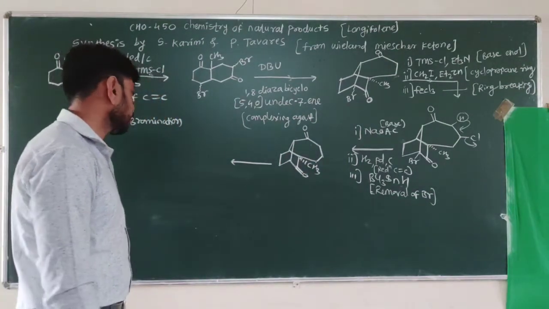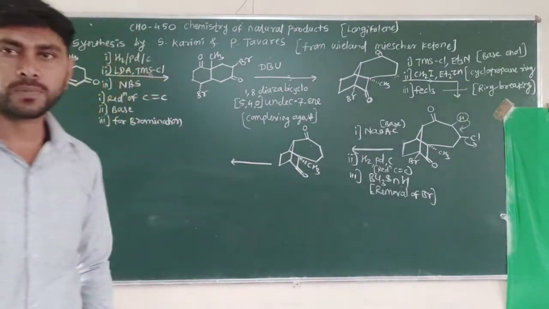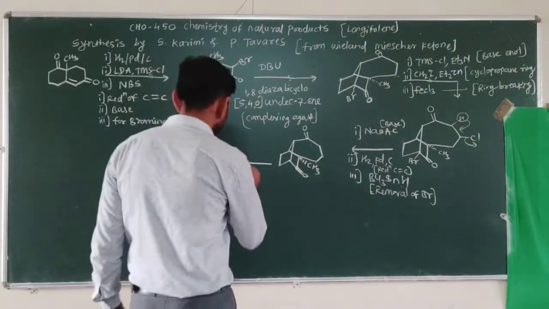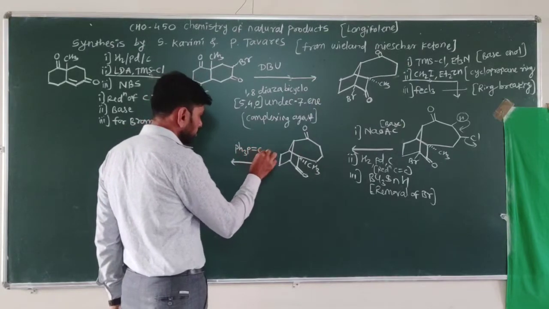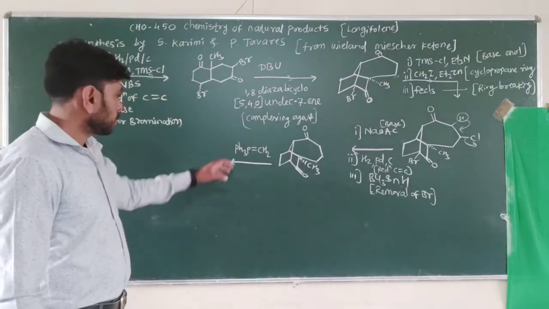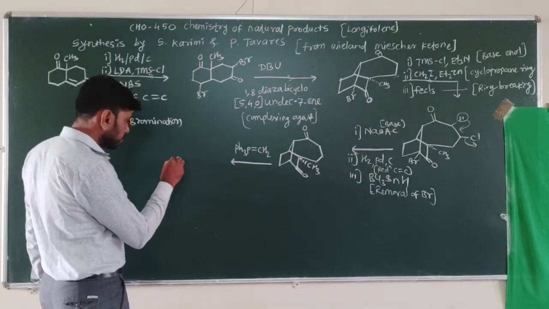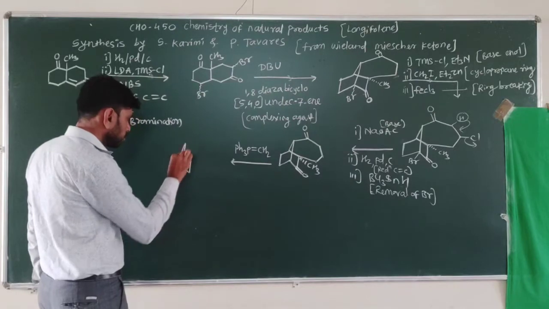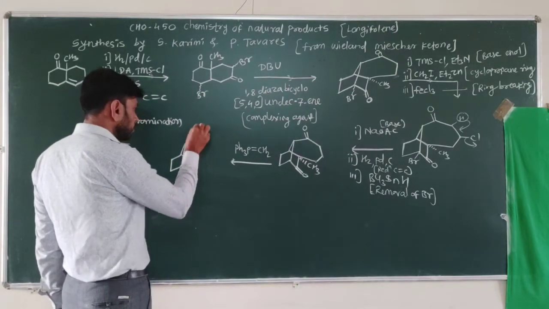Now at this stage we have to add some other reagent, one step forward towards the longifolin molecule. At this stage we have to use the reagent phosphorus ylide. That we call the Wittig reagent. So we have used the Wittig reagent. That Wittig reagent converts the carbon-oxygen double bond into a carbon-carbon double bond, CH2.